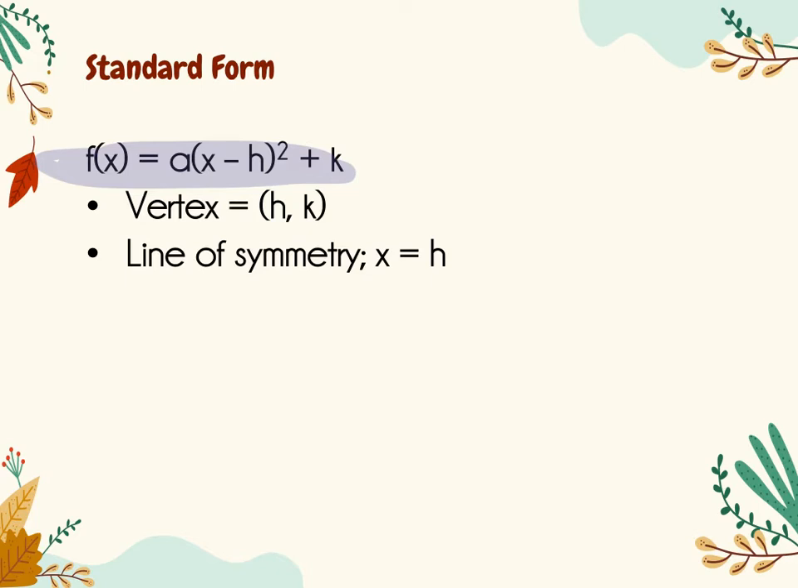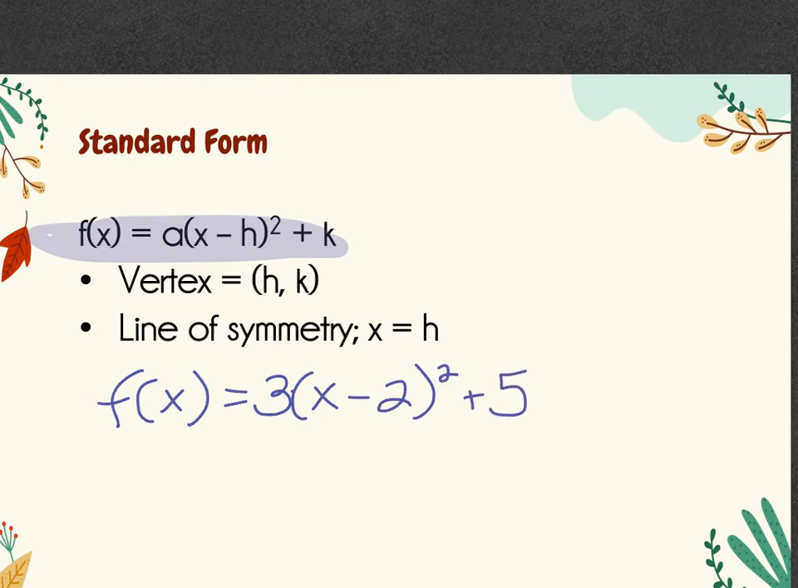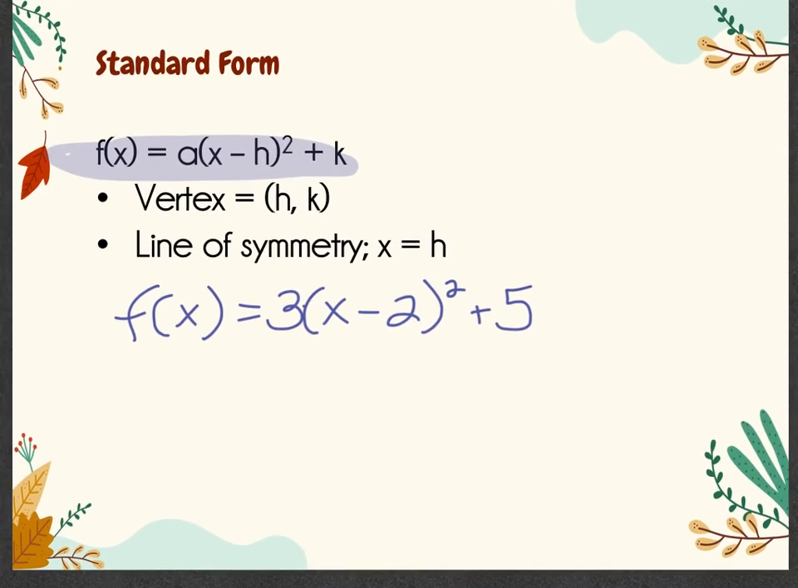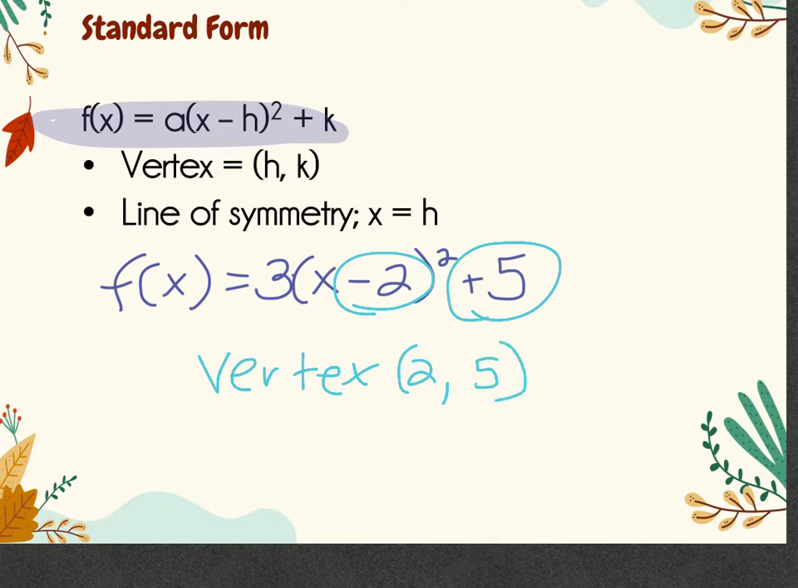So if I had f of x equals, and it could be anything on the front, it doesn't even have to be a number there, (x minus 2) squared plus 5. Let's say this is my equation. Then I change the sign for the x coordinate of my vertex. So my vertex would be a positive 2. Change this sign. And then I keep the sign on the y.